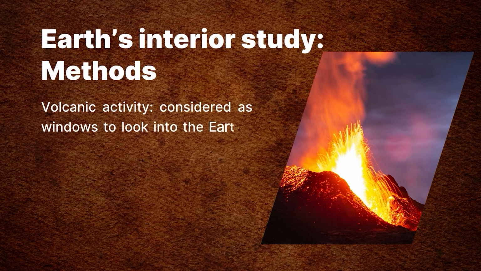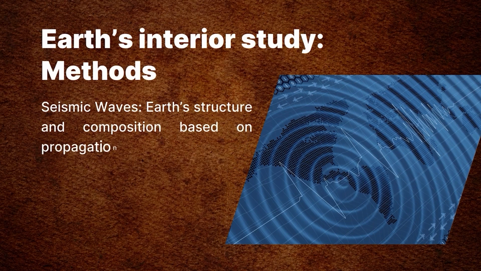Then the fourth important point is volcanic activity. Volcanics are considered windows to look into the Earth's interior. Then the last and most important method is seismic waves. Seismic waves are earthquake waves, and Earth's structure and composition are based on the propagation of seismic waves. How these seismic waves propagate actually reflects the interior of the earth.